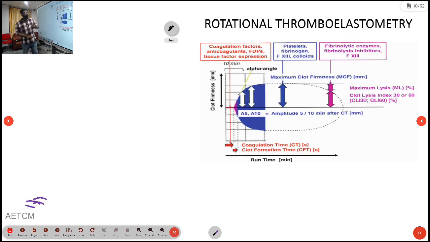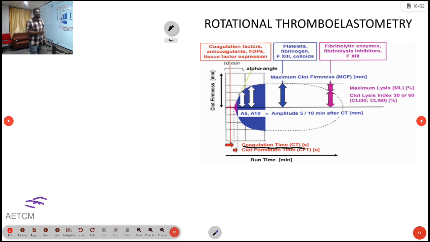So this is mainly the previous slide itself, as I just mentioned. Now I am again talking about rotational thromboelastometry. We can see the initial coagulation time, the clotting time, is determined by the coagulation factors, anticoagulants, and tissue factor expression. And the clot formation time is also determined by the coagulation factors, anticoagulants, fibrin degradation products, and also tissue factor expression.